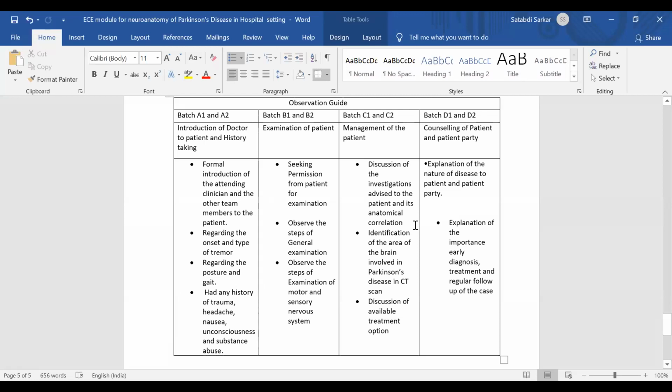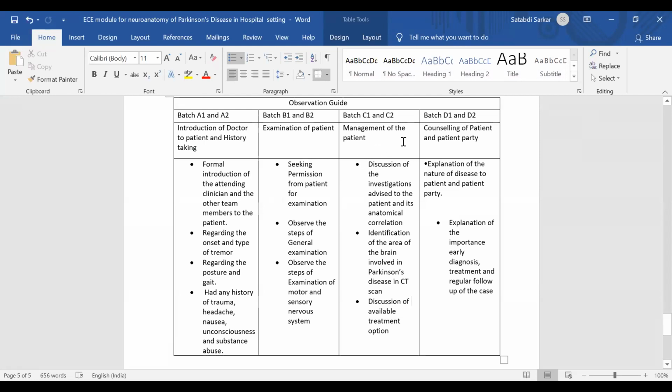So these are the points: the formal introduction of the attending clinician and the other team members to the patient, and the rest of the observation guides on the history. Second, batch B1 and B2 are on the examination: seeking the permission from the patient for examination, the steps of general examination, and the nervous system examination.